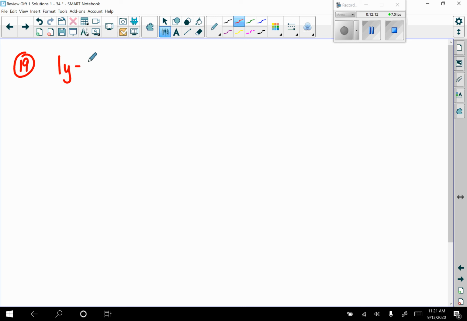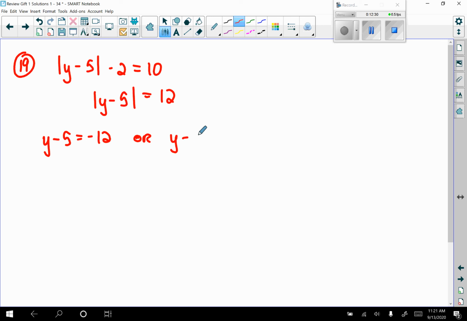So first we have absolute value of y minus 5, minus 2 equals 10. I want to isolate the absolute value, so we get absolute value y minus 5, add 2 to each side, and now we can rewrite it without the absolute value bar. So we get y minus 5 is equal to a negative 12, or y minus 5 is equal to 12. Adding 5 to this side, we'll get y equals negative 7. Adding 5 to each side here, we'll get 17. And again, you can check these, but our solution is negative 7, 17.